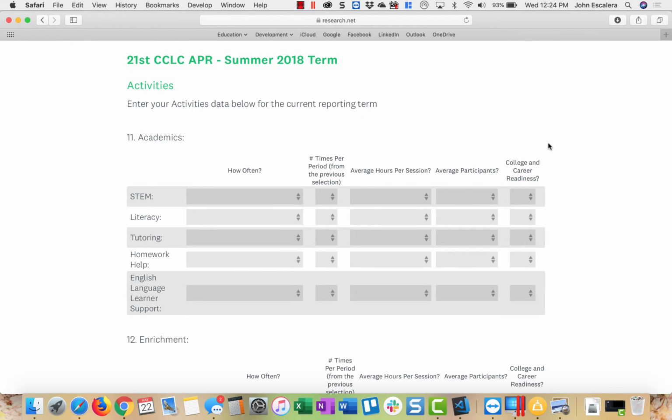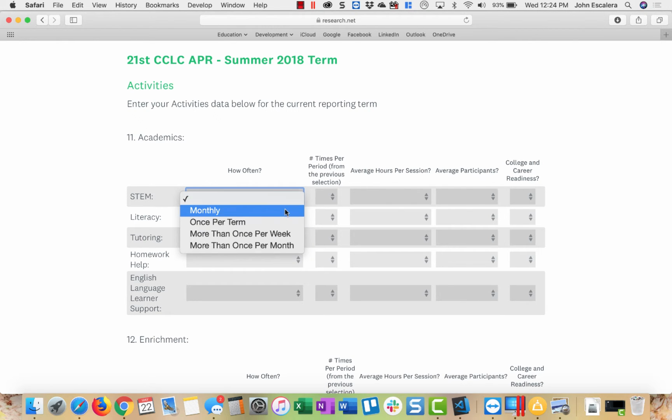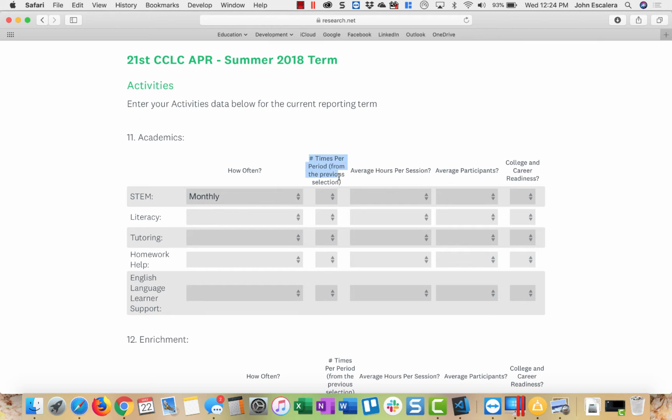So let's just say that at this school we did run STEM. It wants to know how often, so I'm going to click monthly, and then the next question is how many times per period. Well, I already selected monthly, so that just means once per month. Okay, this will make a little more sense when we select something else. It wants to know how many average hours per session. So we'll say, well, since it was monthly, let's say we did more than 4 hours. The average participants. And now remember, as I'm filling this out, we're just trying to give a rough estimate. Okay, it doesn't have to be exact.